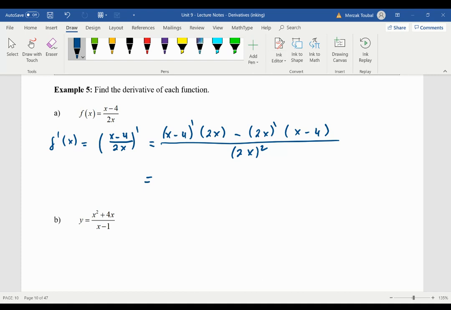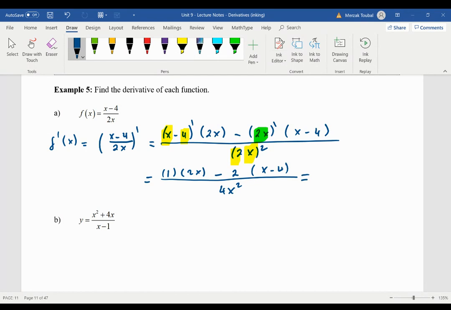Okay, so what's the derivative of x minus 4? That should be a 1, because the derivative of x is 1 and the derivative of 4 is 0. So 1 times 2x, minus, what's the derivative of 2x? Well, that should be 2, because the derivative of x is 1 times the constant 2. Times, of course, let's not forget x minus 4, our function. This is all divided by (2x) squared, which is 4x squared. 2 squared is 4, and x squared is x squared.